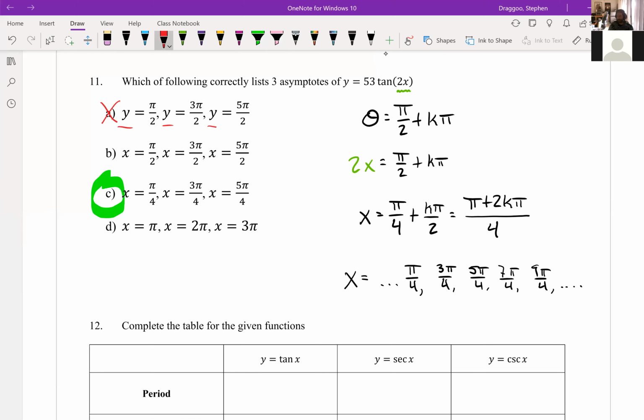Be careful that these asymptotes should all have the equation x equals something. So y equals a number is going to be a horizontal asymptote. And tangent doesn't have horizontal asymptotes. So whenever we're looking at the equations of vertical asymptotes, they should always be of the form x equals something, assuming we're using the standard x and y axes. Don't use y equals, use x equals.